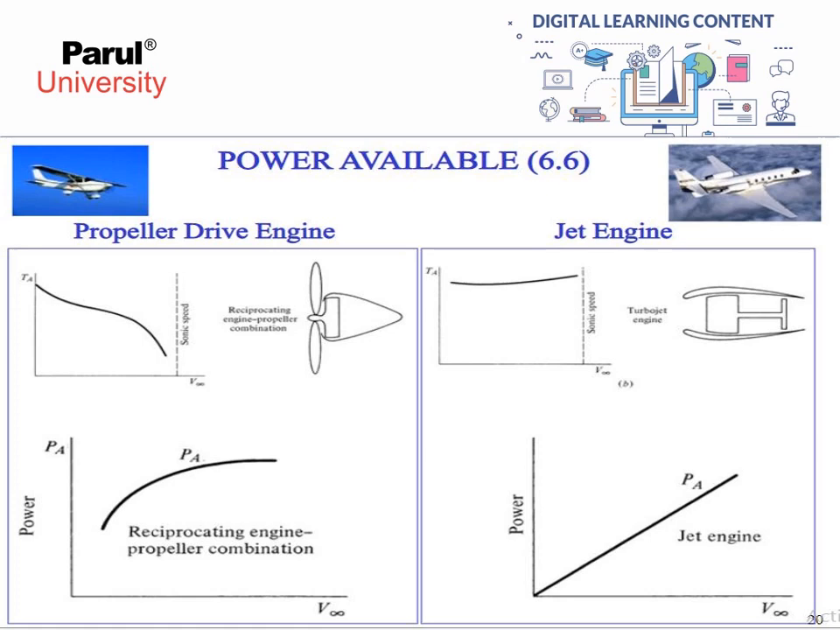Right? The upper graph is the thrust available versus V infinity curve, and the lower one is the power available versus V infinity, for propeller driven airplanes as well as for jet engine airplanes.